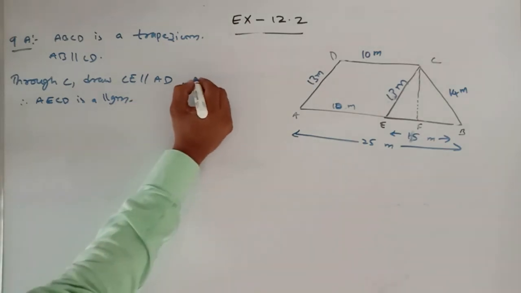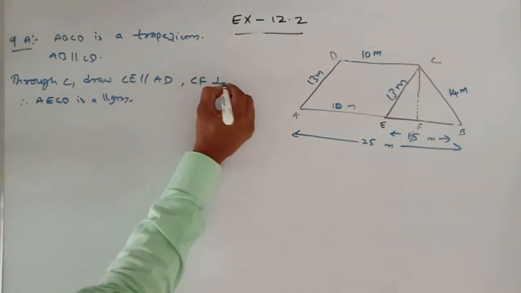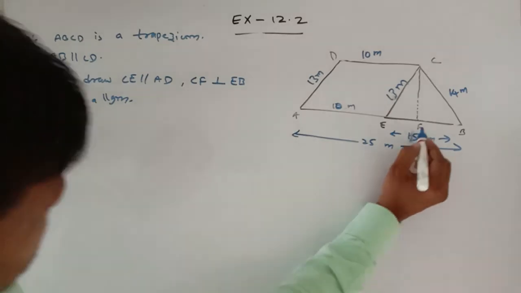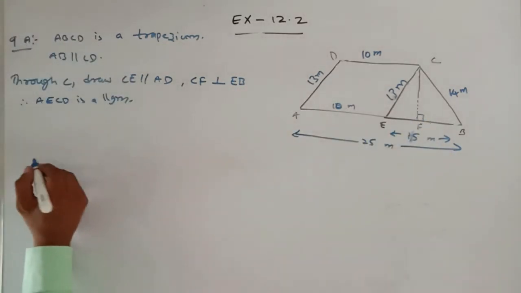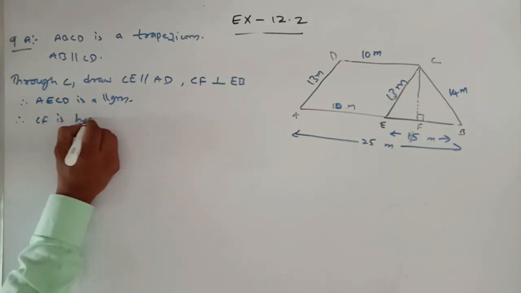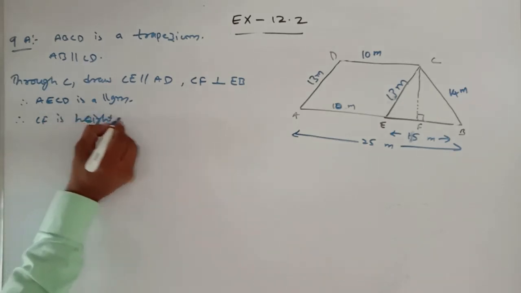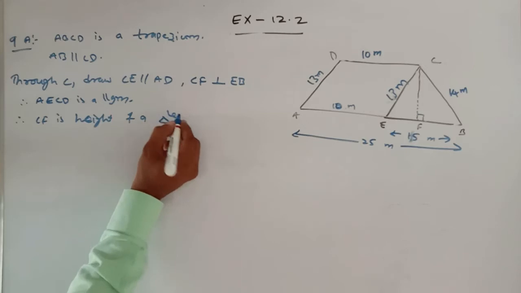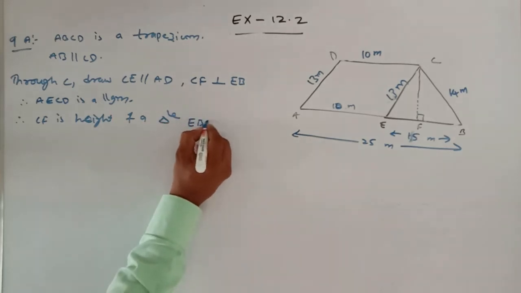And one more is CF is perpendicular to EB. That means it is perpendicular, so it is going to be the height. Therefore CF is the height of triangle EBC.